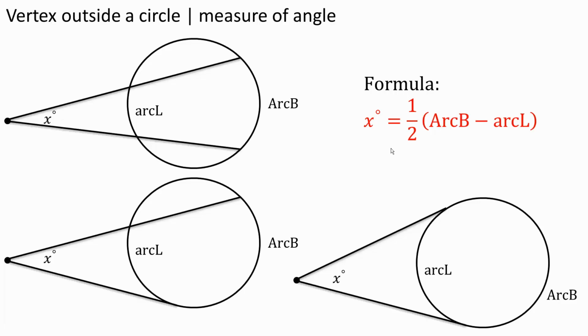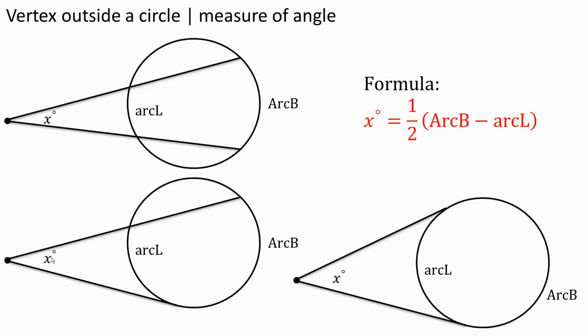In this video, we will prove this formula here. So the measure of angle X is equal to the measure of the arc angle B minus the measure of arc angle L, where B represents the bigger arc angle and L represents the smaller angle. This, for example, is called a secant-secant angle.